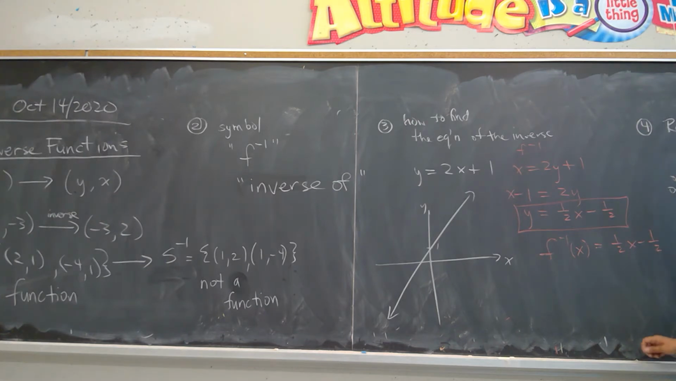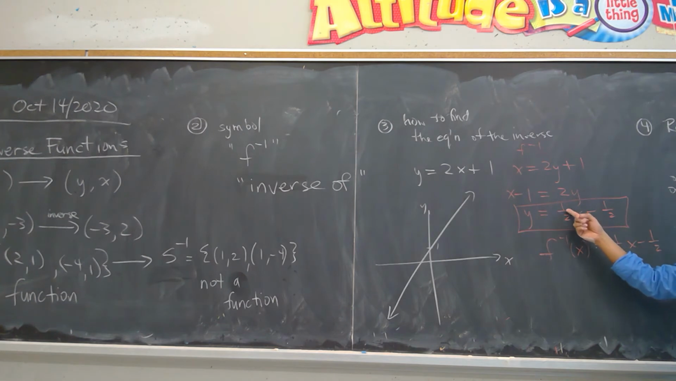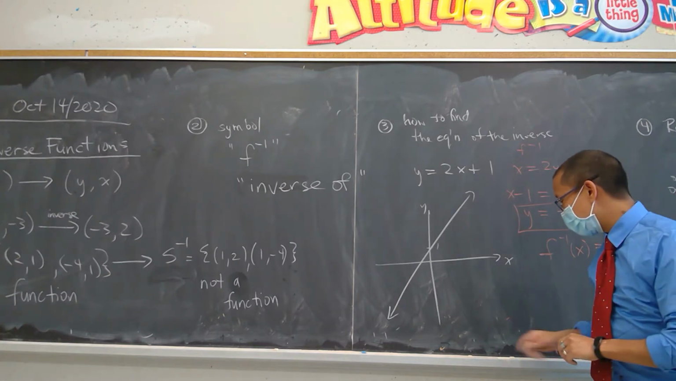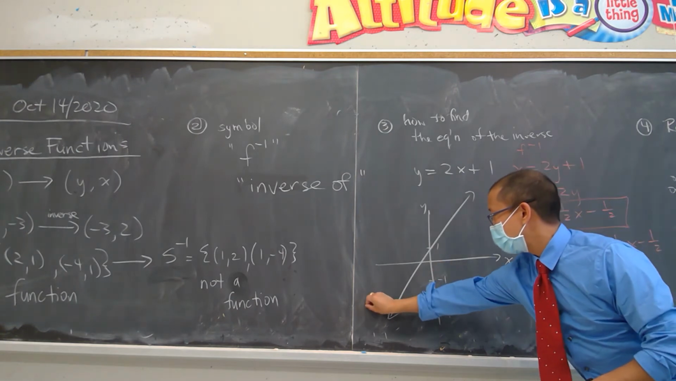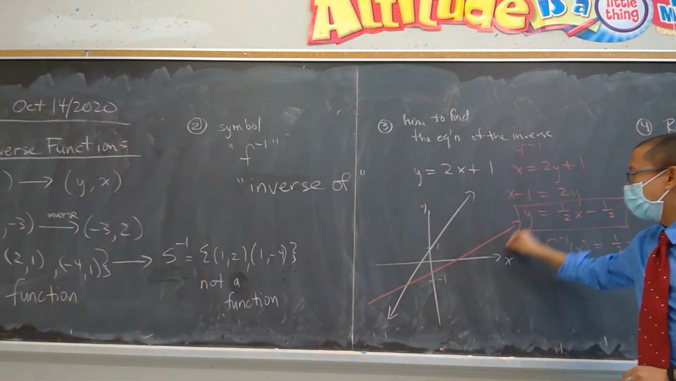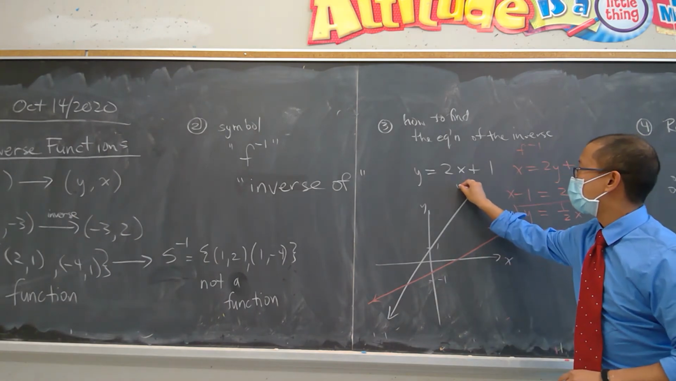Notice what I'm going to do though. I'm going to kind of sketch this out so you guys can see it. This means it has a slope of 1/2. So unlike the original one, rises 2, runs 1. This example, rises 1, runs 2. And its y-intercept is not positive, it's -1/2. So -1 is maybe down here. And it looks something like this. So this is the inverse, and this is the original.